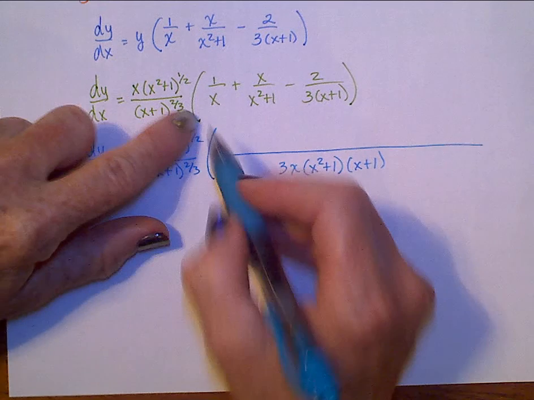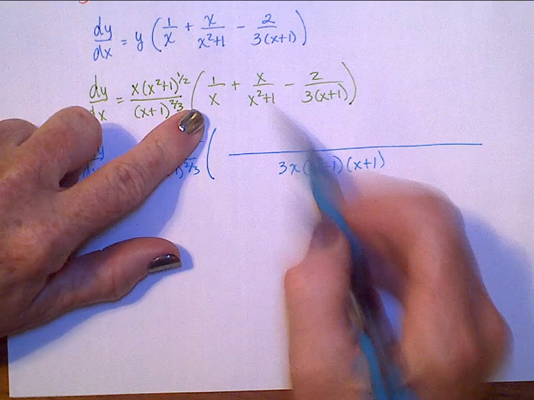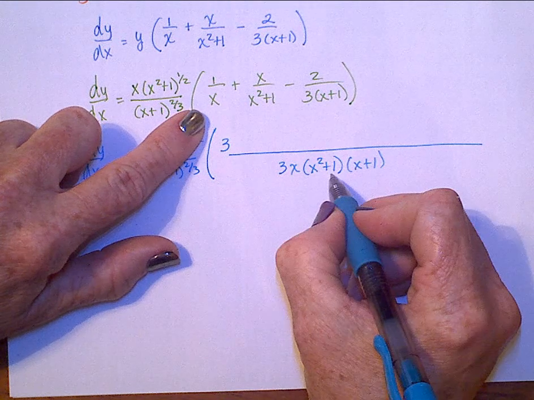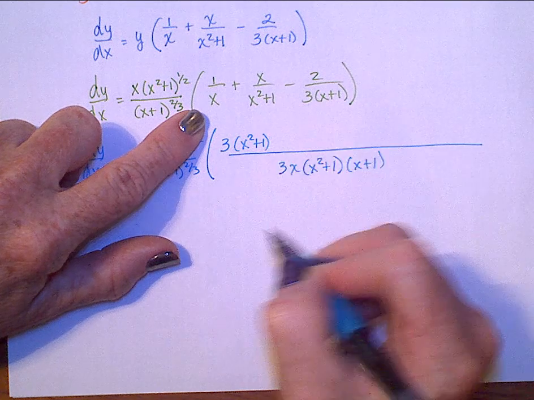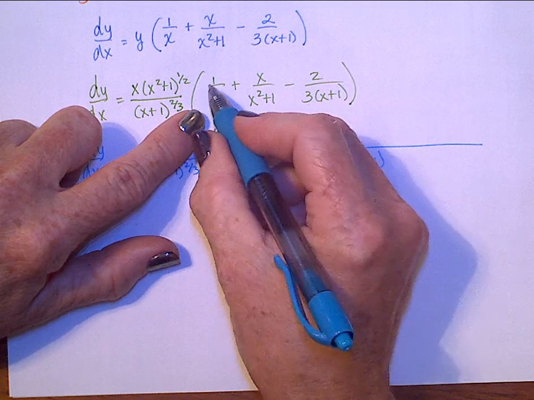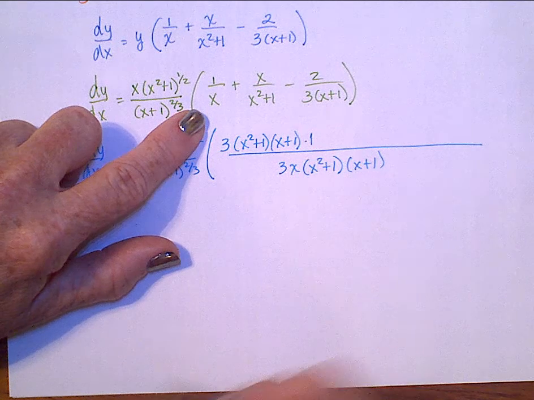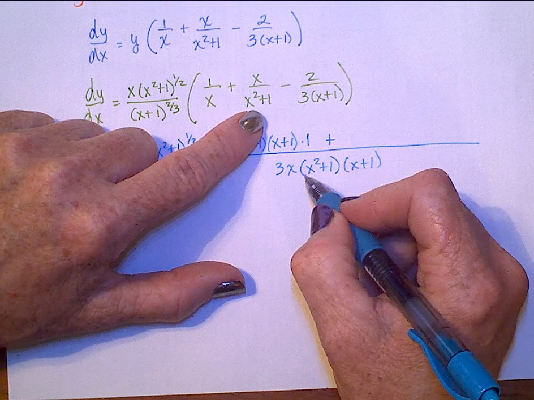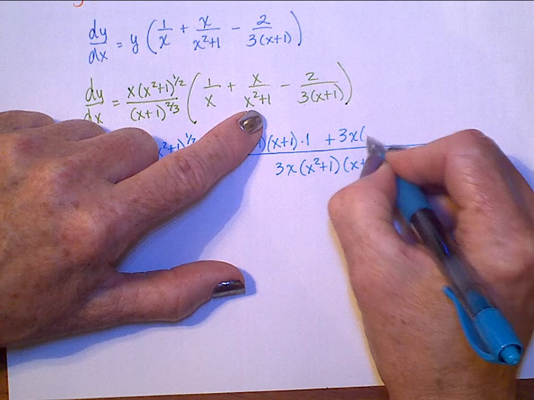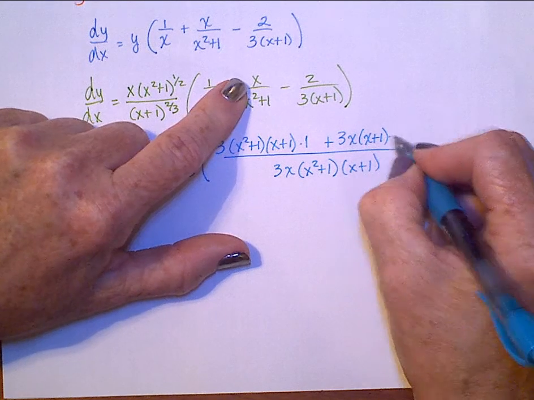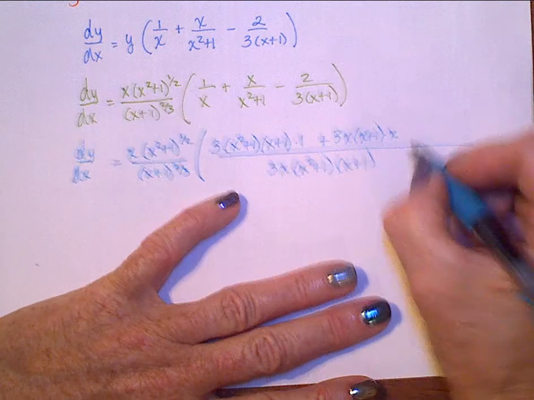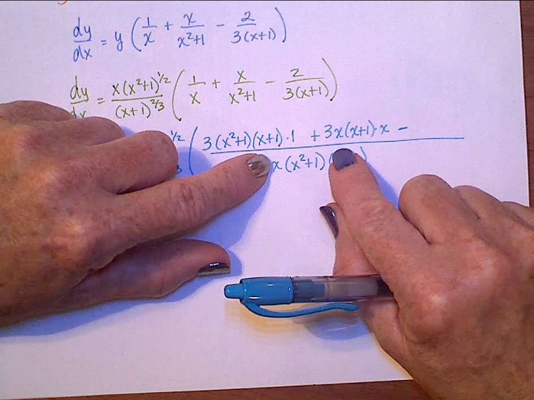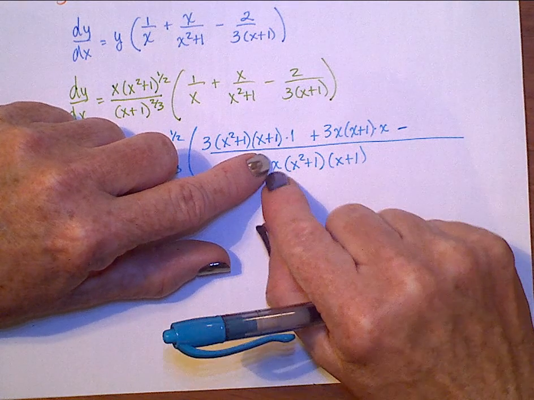Alright, to get from this first fraction 1 over x to this denominator, we are going to need a 3, an x squared plus 1, and an x plus 1 to be multiplied by that 1 up there. Now, for this middle fraction, we already have the x squared plus 1, so we're just going to need that 3x and x plus 1 times that x. Minus this last fraction, we already have the 3, we already have the x plus 1, we're going to need to multiply that 2 by an x and an x squared plus 1.